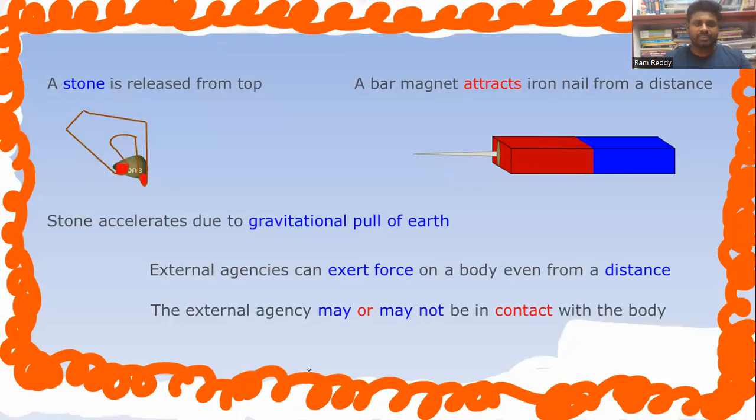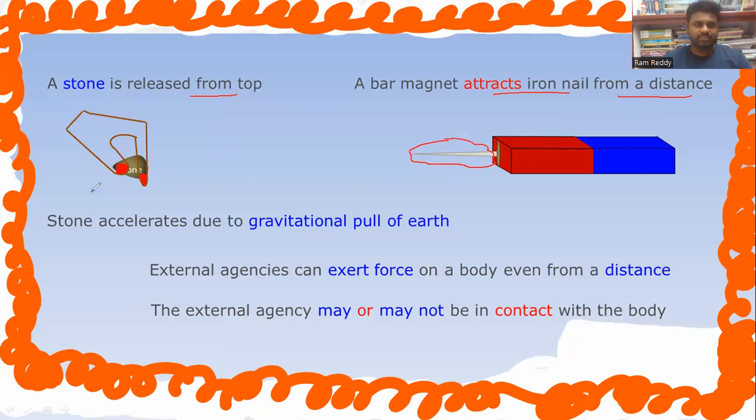Again, if you observe the two examples in more detail: a stone is released from the top. In the previous example, we discussed the stone going upward. Now the stone is released from the top. And in another case, a bar magnet attracts an iron nail from a distance. So this bar magnet will attract this iron nail, even when the iron nail is at a large distance.